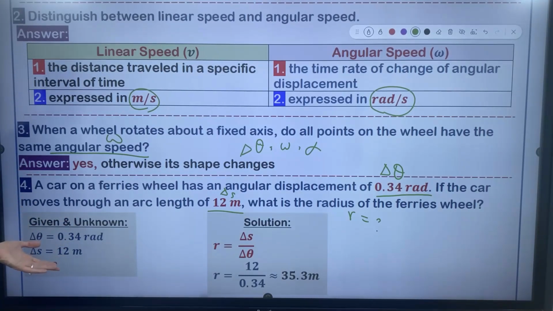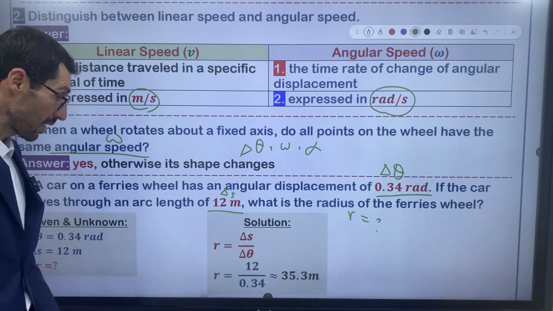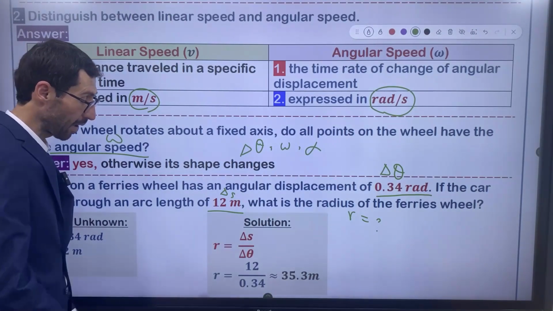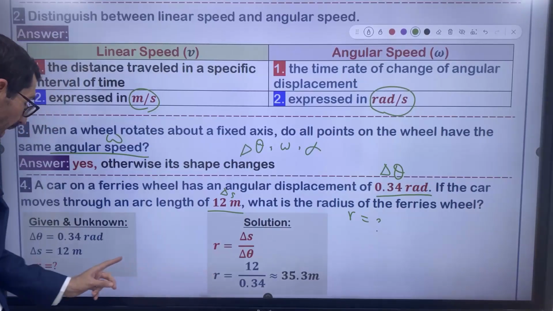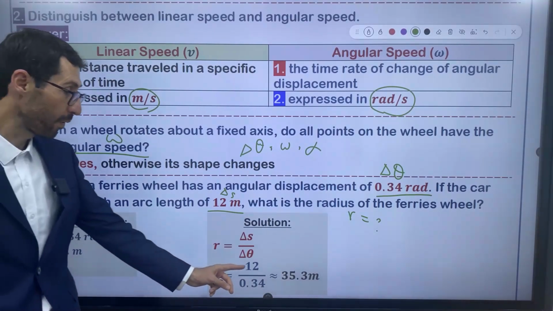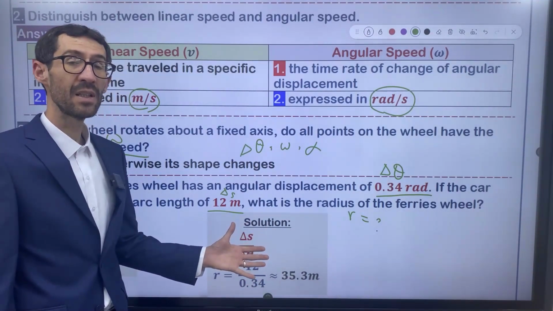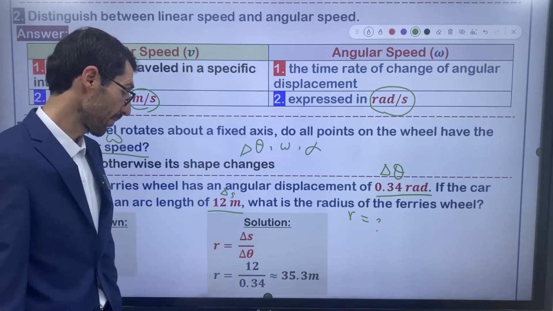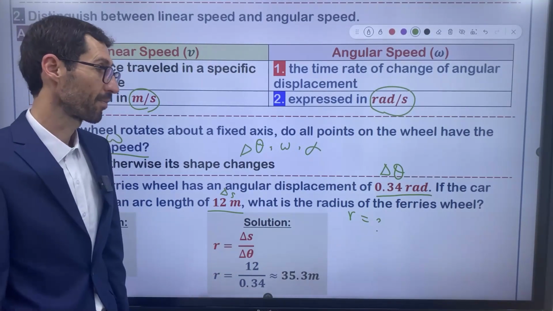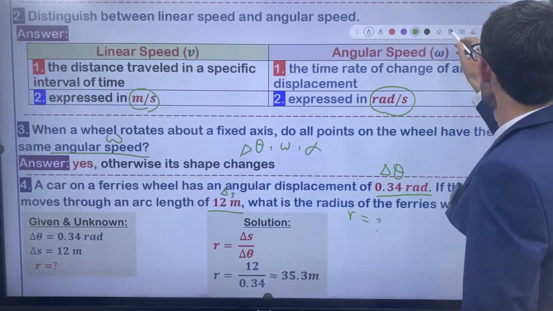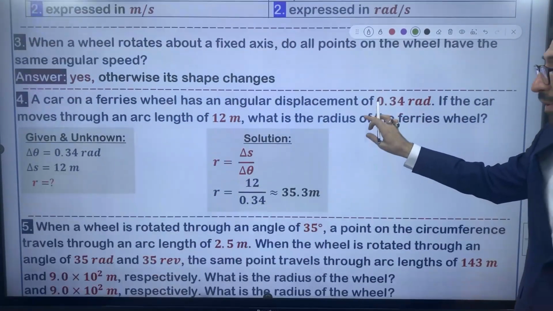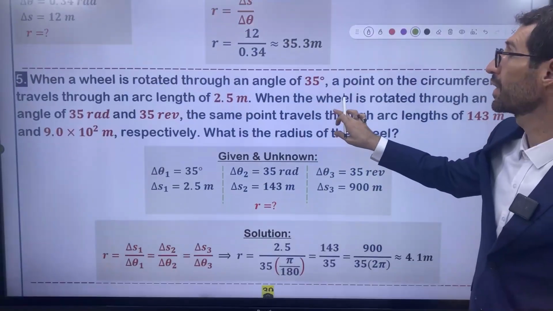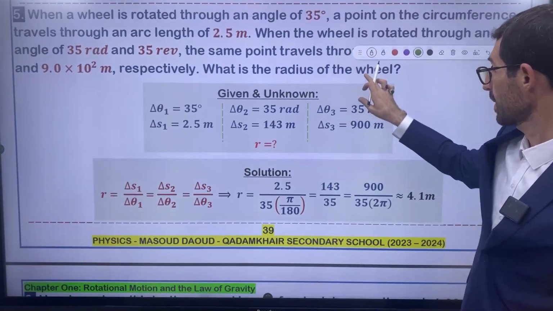We look for R. Just rearrange the main equation for finding R, and R is equal to delta S over delta theta: 12 divided by 0.34 becomes approximately 35.3 meters. This is the radius of the Ferris wheel. Let's move on to question number 5. Let me read the question, and by the way, this one is a problem as well.